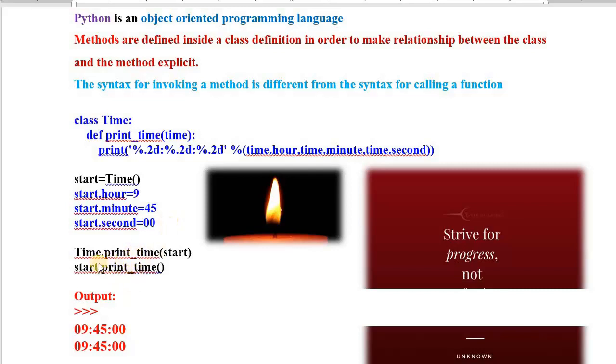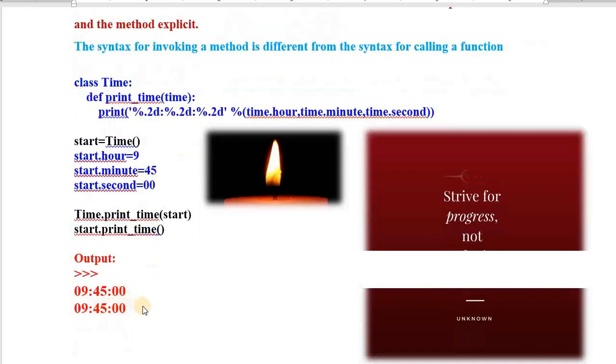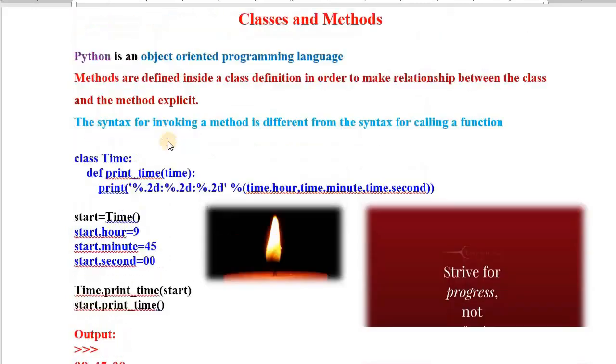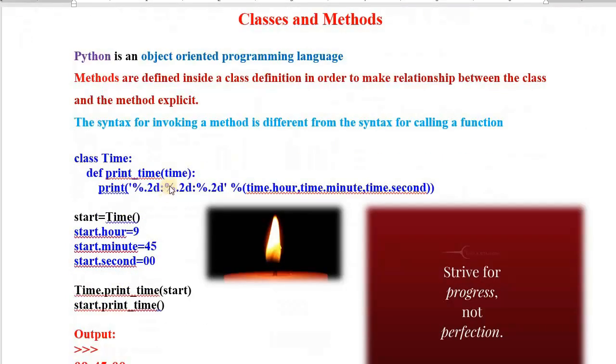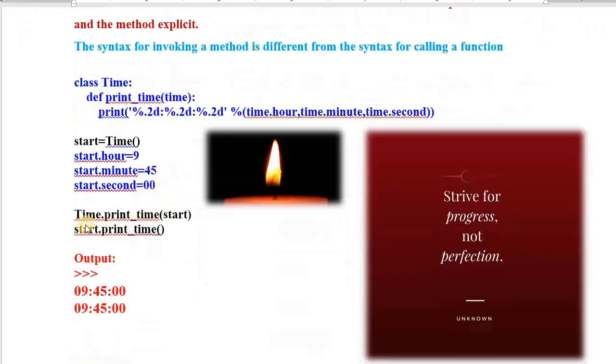Once again I call, but by using the object dot print time. If you are calling a method, as per this definition, if you are calling a method with its object, no need to pass the values because that object itself is having the values. Start dot print underscore time. See the output, same output we are getting. I hope you have understood. Then what is method? Method is similar to function, but we write inside the class like this. The way how do you call is different by using dot operator.